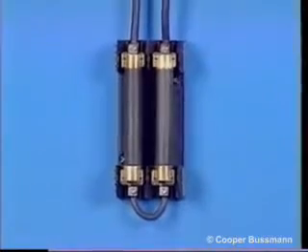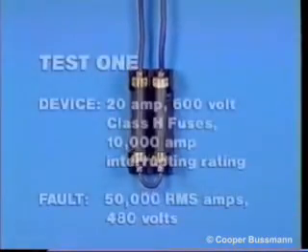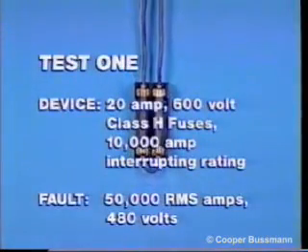In the first test, 20 amp 600 volt one-time Class H fuses with a 10,000 amp interrupting rating are applied to a 50,000 amp 480 volt fault. This is a serious misapplication.